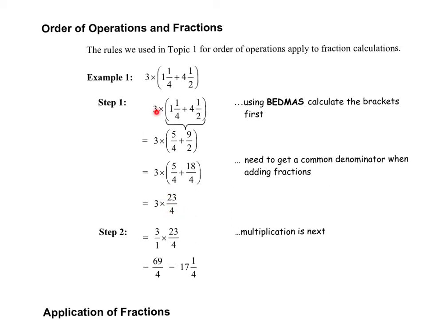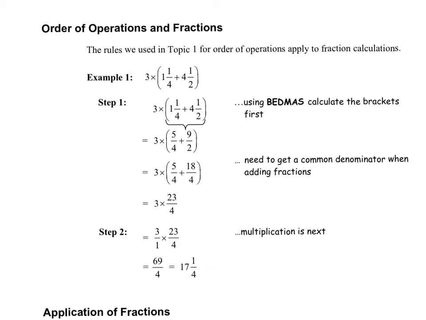Notice in the working that the 3 has been carried down right through to the end, and then once we have the bracket evaluated, we can perform the final multiplication to come up with the final answer of 17 1/4.